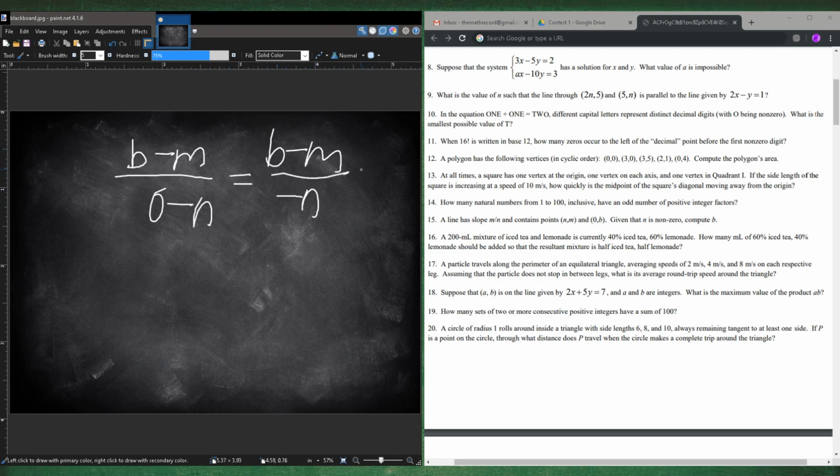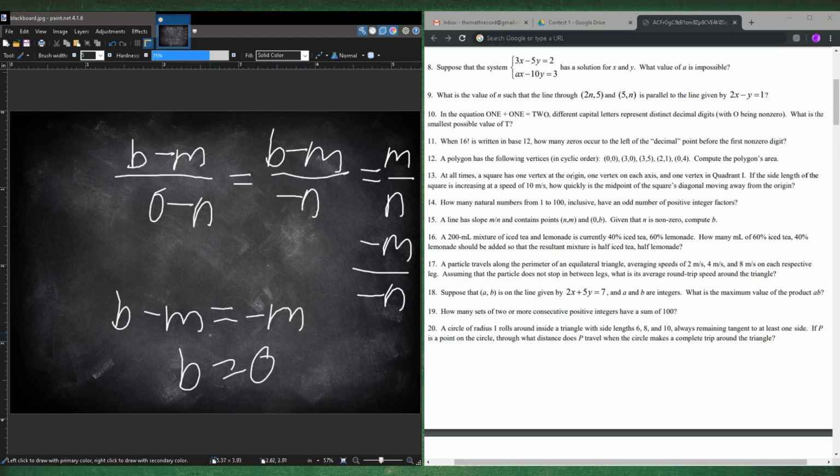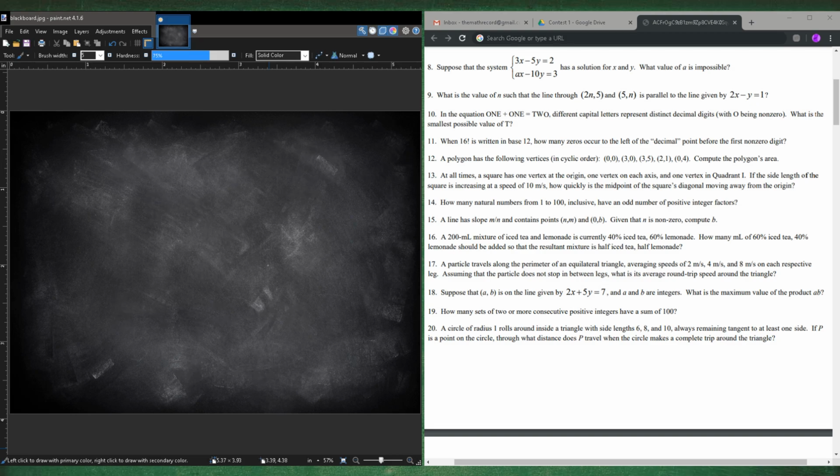That is equal to the slope, which is m over n. So just multiply this by negative 1, so it's negative m over negative n. So b minus m is equal to negative m. You add m to both sides, so b is equal to 0. So the answer to 15 is just 0. So just a little manipulation with variables.